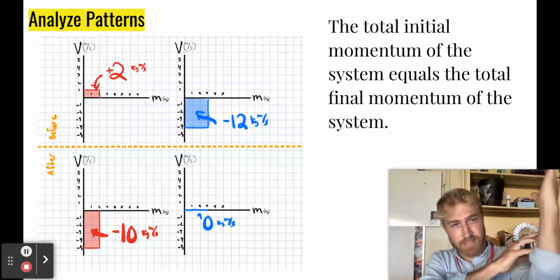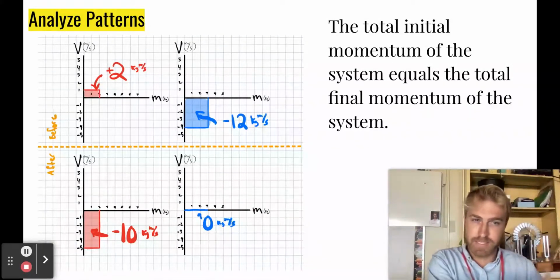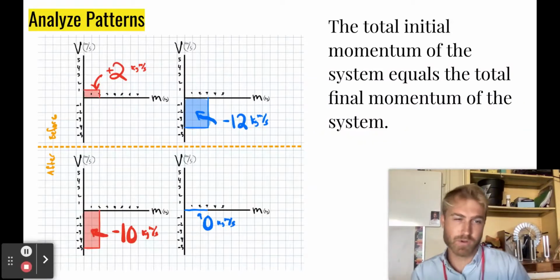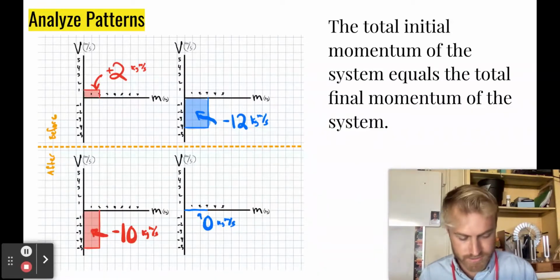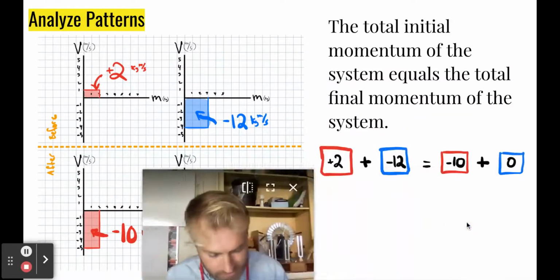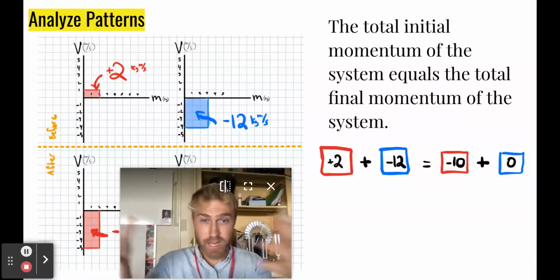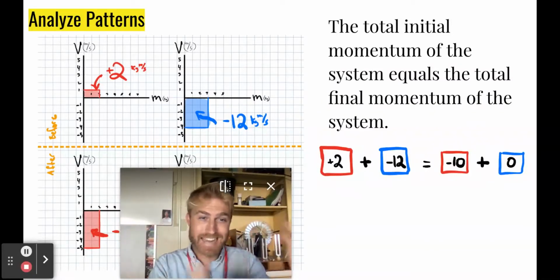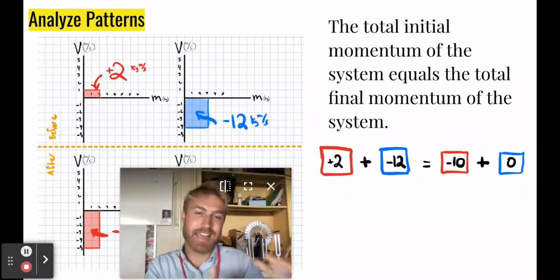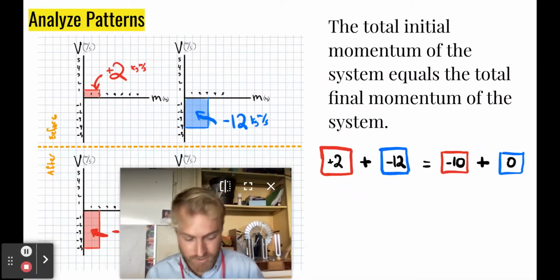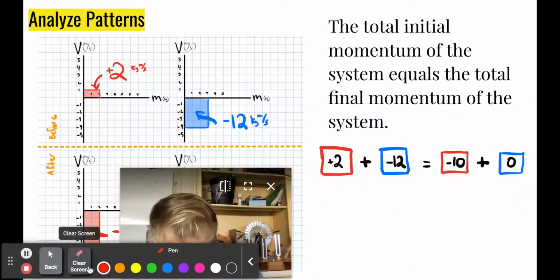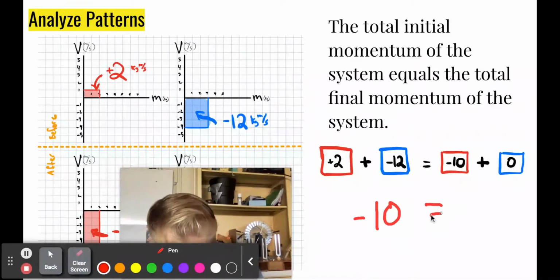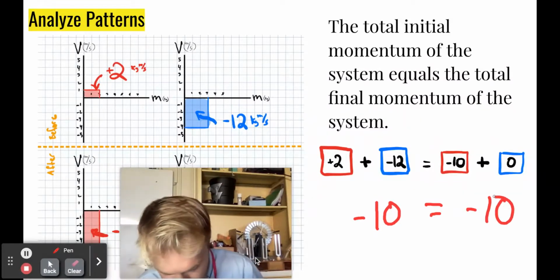And that tells us that the total initial momentum of the system equals the total final momentum of the system. And those numbers just show what I just showed before. Positive 2 plus a negative 12 equals a negative 10 plus 0. And we end up with negative 10 equals negative 10.